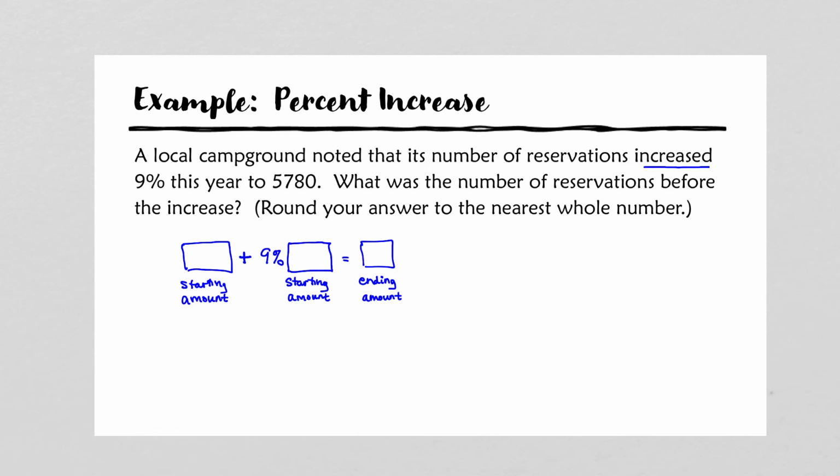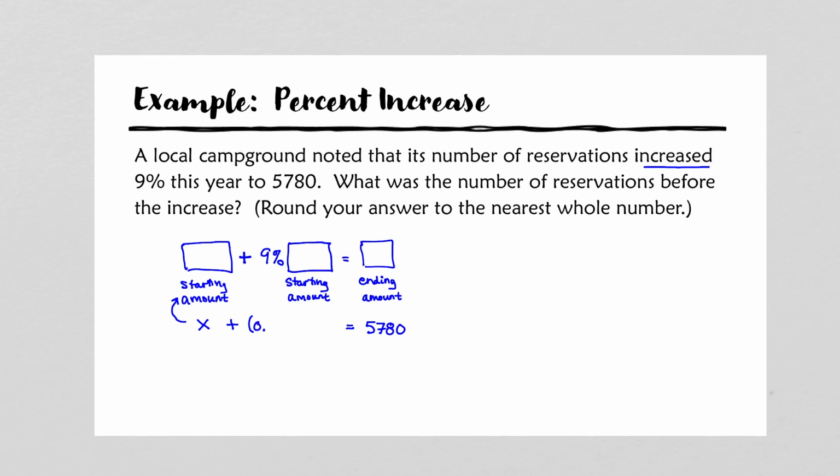All right, so what's the starting amount? What's the ending amount? If we read the problem a little more closely, we see that the number of reservations increased 9% this year to this number. 5,780 actually represents our current amount, or if we like, our ending amount. And what is unknown is the number of reservations before the increase. So what's unknown is our starting amount.